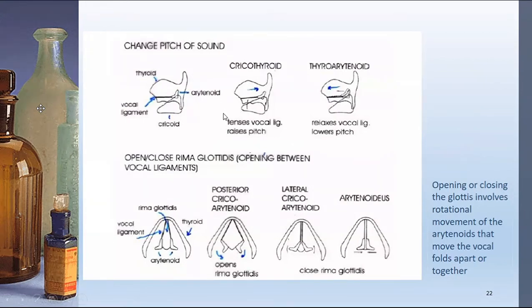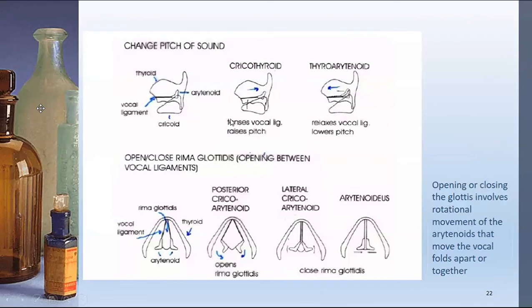Okay, so again, we have the small arytenoid muscles, triangular. We have the large cartilage. This is a sagittal view again, huh? This is the vocal cord. This is your cricoid, no? So when you tense your cricothyroid, you raise the pitch. You tense your vocal ligament. When the cricothyroid muscle contracts, you tense your vocal ligament, you pull it, okay? This raises the pitch, okay?